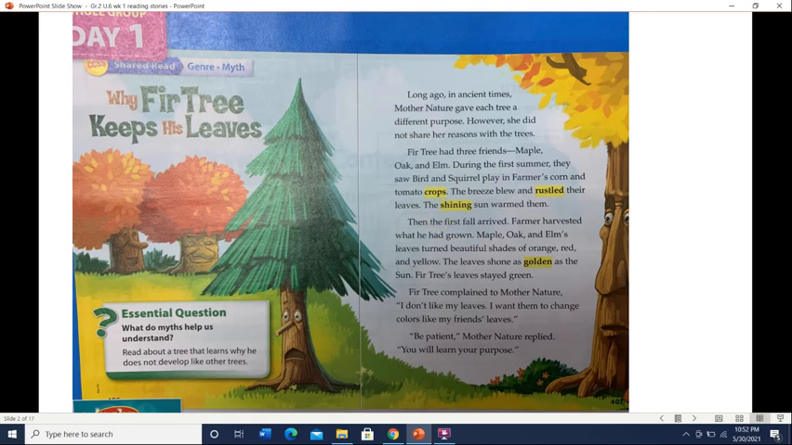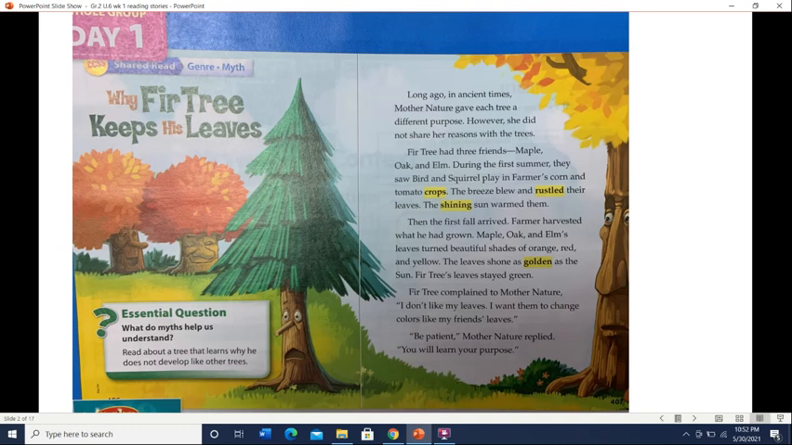As you see here, it says long ago in ancient times. Long ago means we usually use this word for something in the past, and ancient means also old times. So we know that this story is from the past. Mother Nature gave each tree a different purpose. Mother Nature here means nature, things that are made by God. So it's like a name or a title for nature.